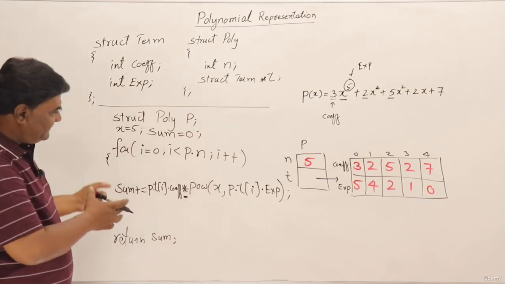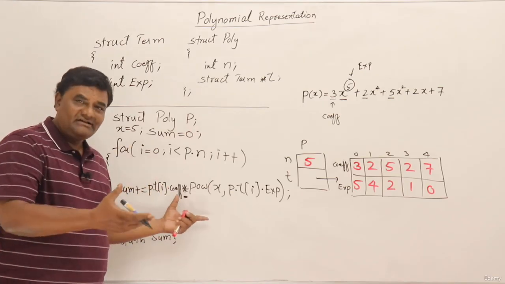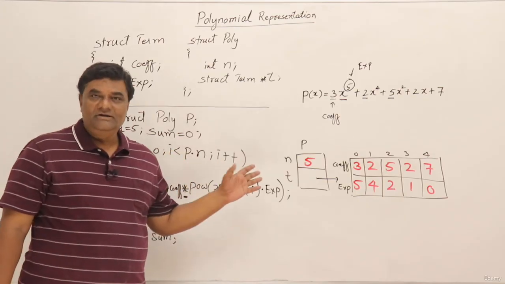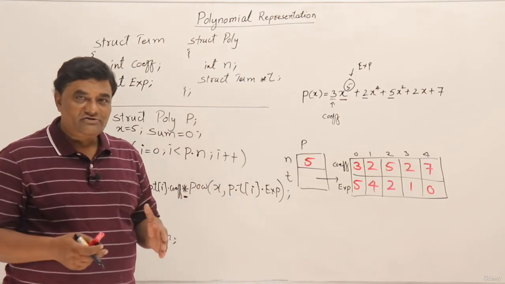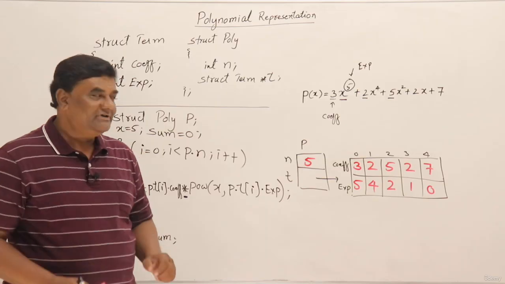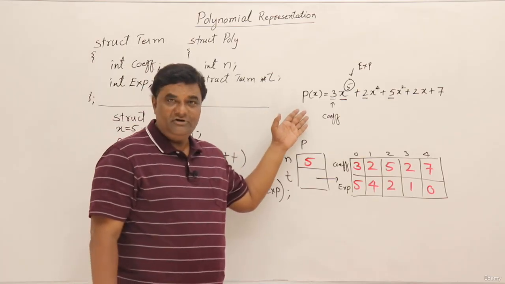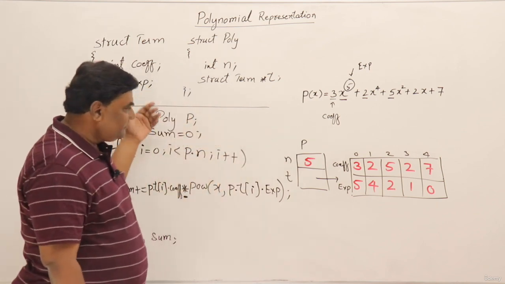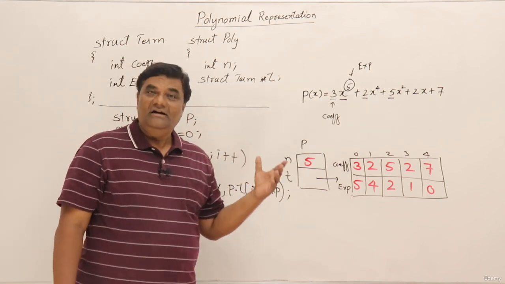This we will be using inside a function. When I write the program, that time you get the clear picture. I am just doing the explanation here. So that's all about evaluation. Now our next topic is addition of two polynomials. I will take two example polynomials and I will have this representation ready. Then I will show how two polynomials can be added together.